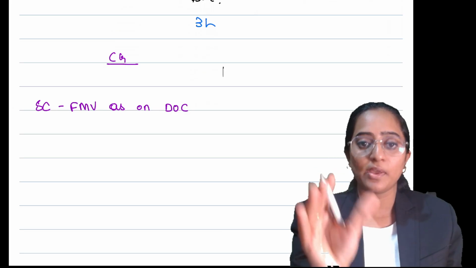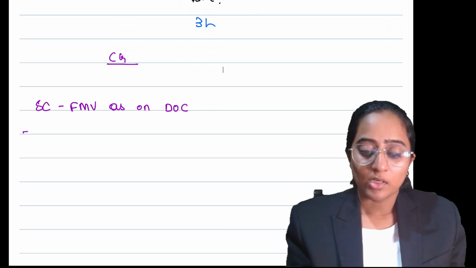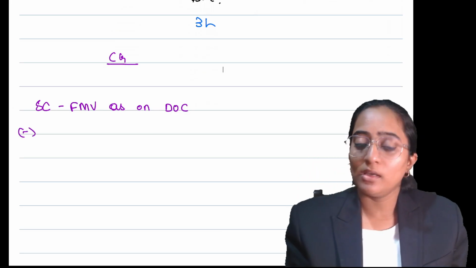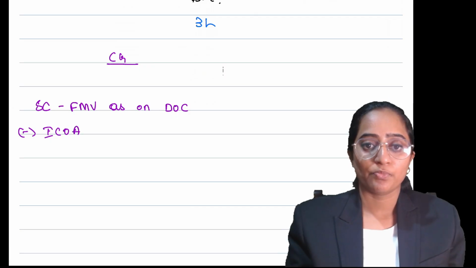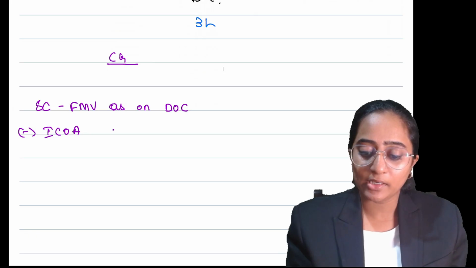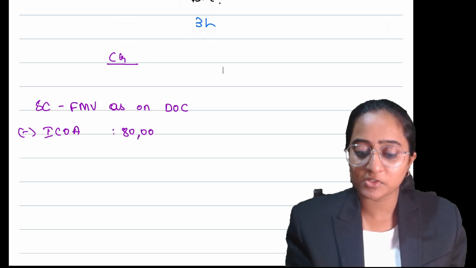200% you would have sold at this value only. Clear? Now, what is the benefit that you're going to get? Obviously, you're going to get indexed cost of acquisition. Indexation benefit, that is 80,000, whatever you have as the cost of acquisition.